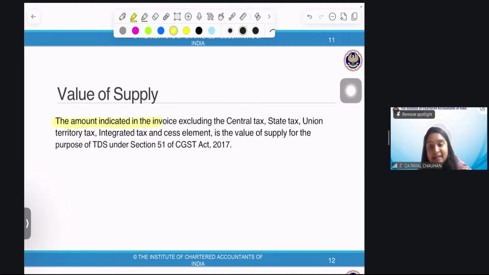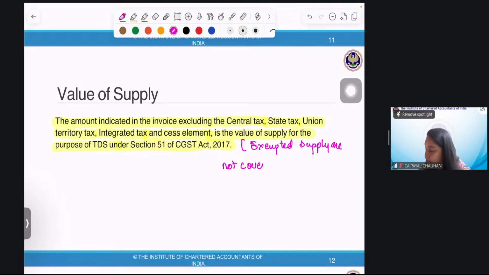The amount indicated in the invoice, excluding central tax, state tax, union territory tax, integrated tax, and cess element, is the value of supply for the purpose of TDS under Section 51 of CGST. And we know that exempted supplies are not covered in value of supply. Everyone got it? Are not covered in value of supply, right?